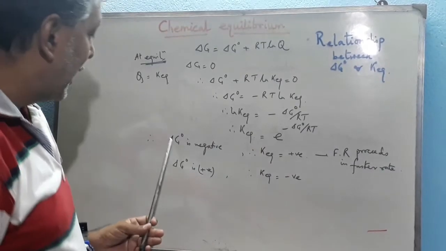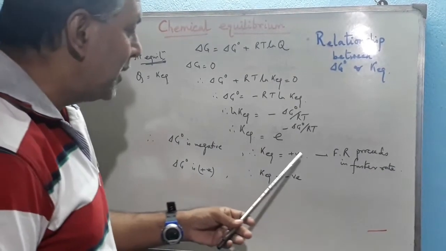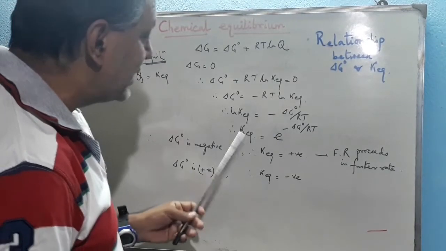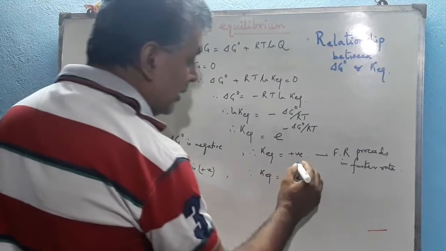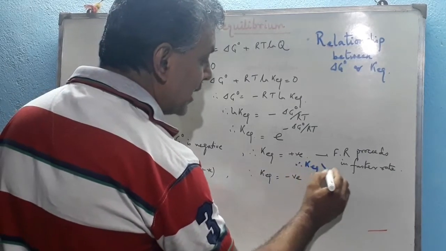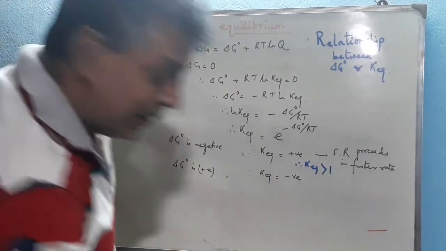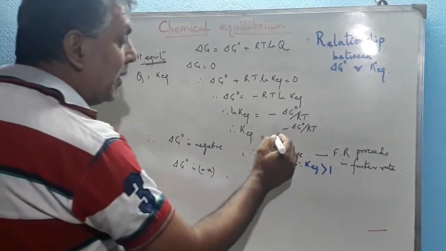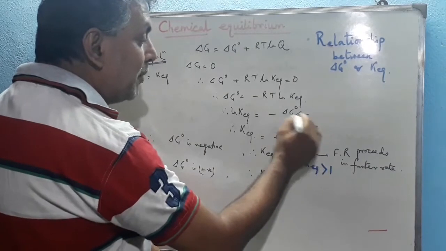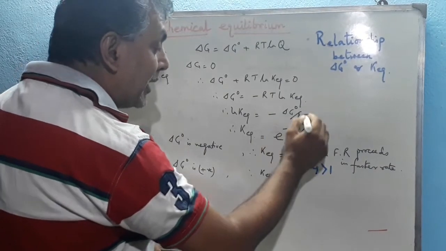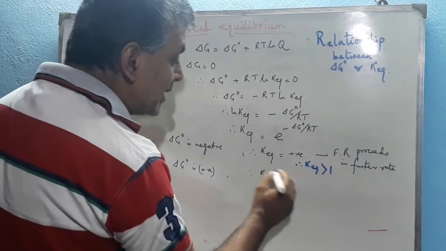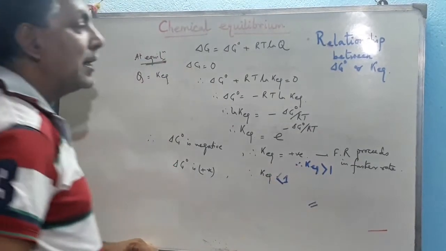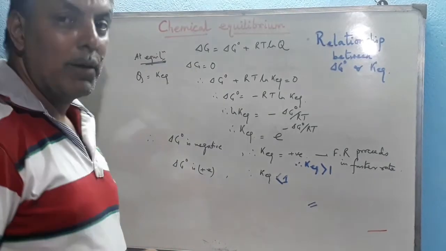Now, when del G0 is negative, it becomes e to the power positive, and hence K equilibrium becomes greater than 1. And when del G0 is positive, e to the power minus del G0 by RT becomes e to the power negative, which is 1 by e, hence K equilibrium becomes less than 1. So these are the relations between del G0 and K equilibrium.